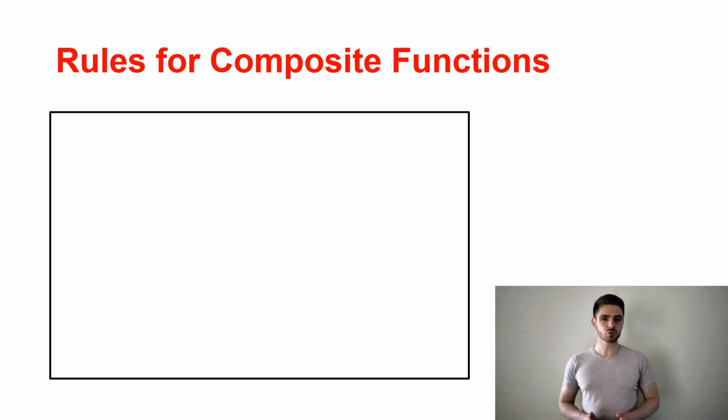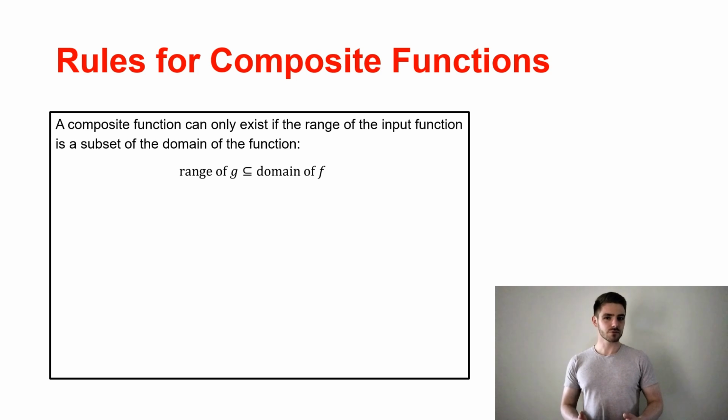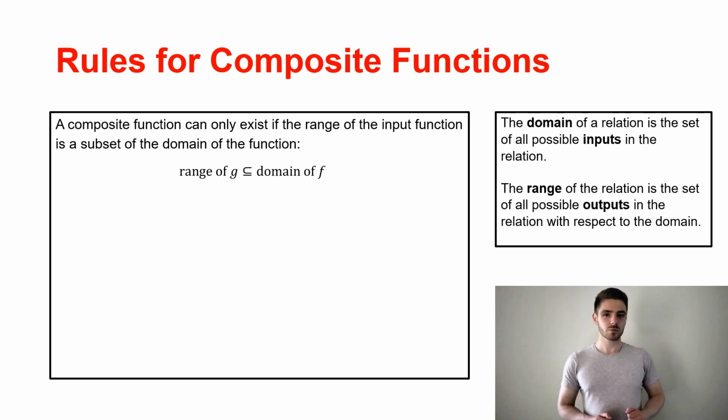There are a few rules when it comes to composite functions. The main one is that the range of the inner function must be a subset of the domain of the outer function. What does that mean? Well, let's look at how composite functions actually work under the hood. Suppose we want to find f of g of x. When you break it down, here's what this actually looks like.